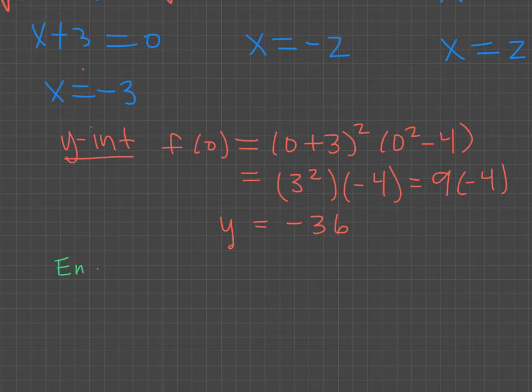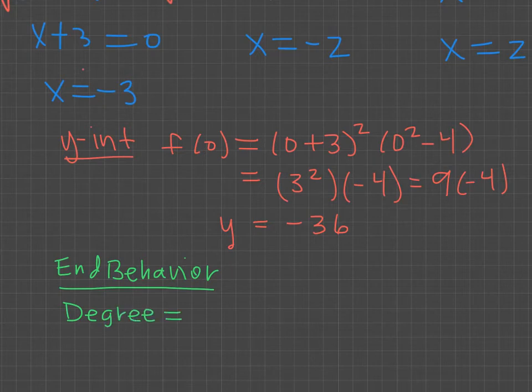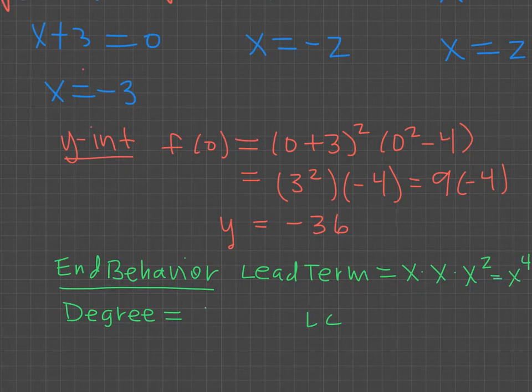Now, we want end behavior. We basically want to figure out what's happening on the far left and the far right. Well, what we care about is the degree and the leading coefficient. So to get that, we need to figure out the lead term, and we're going to multiply together all the x terms. So if we look at what that is, it's x times x times x squared, because x plus 3 is squared, so that means it's going to show up 2 times, and we get a lead term of x to the 4th. So the degree is 4, the leading coefficient is 1, so we have even degree, positive leading coefficient, so that tells us that it's going to go up on the left and up on the right.